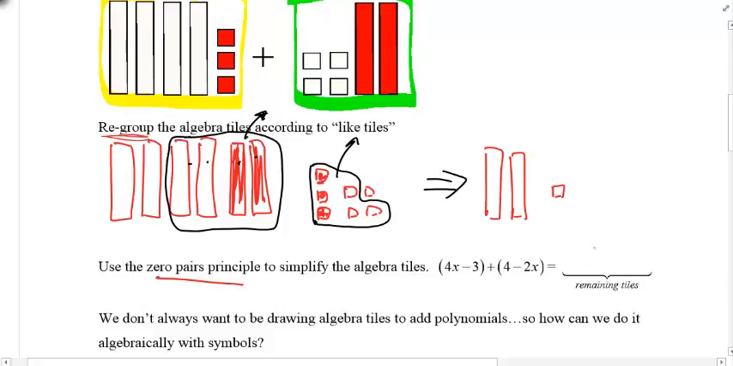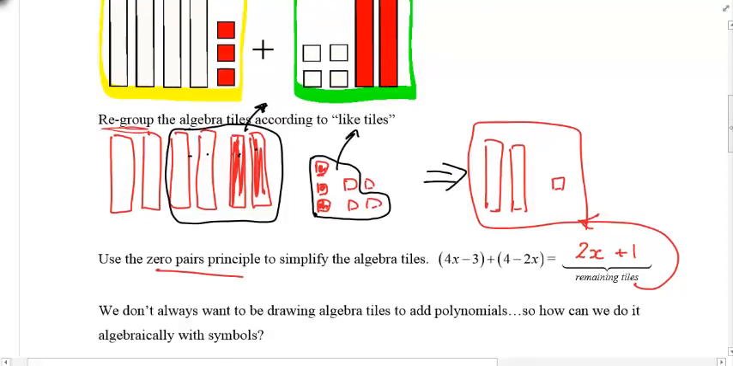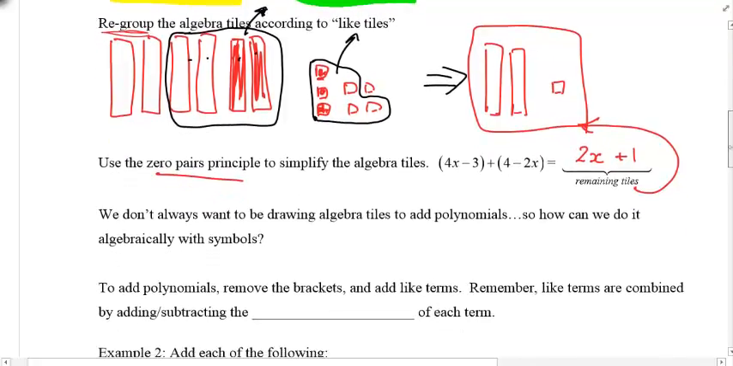And ultimately what that means now is the following. The answer is this: 2 white, so that's 2x, and then plus 1 small square, that's plus 1. And that represents your remaining tiles. Okay? So, you're thinking, Mr. Lee, this is just like what we did last day by combining like terms. In essence it is. Very good. So, it's not going to be a very difficult lesson if you learned last day's properly.